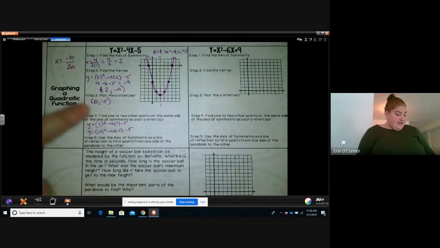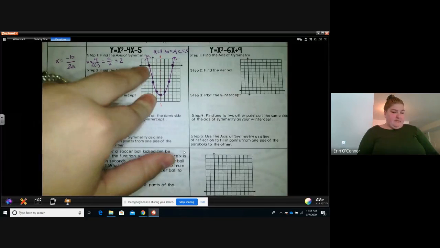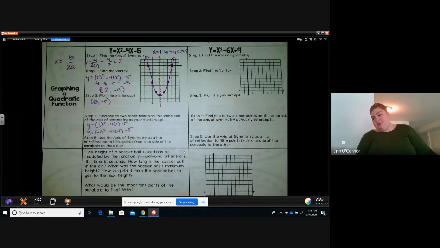The way I chose 1 and negative 1 was that they were around my y-intercept. It just helped to choose those points.